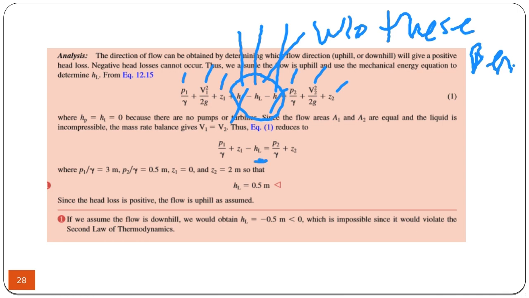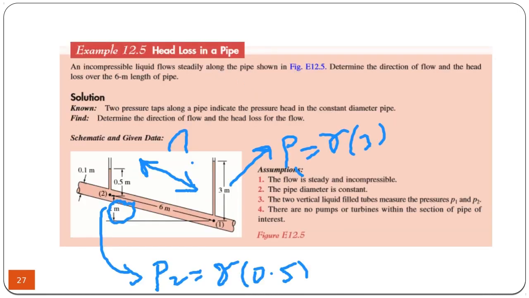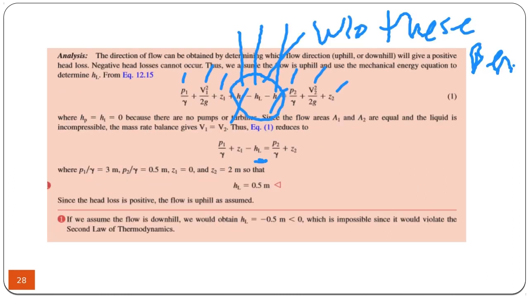And because, as you can see, the diameter does not change, V1 is equal to V2 because there is no change in the cross section, which means that it cancels also the pressure term, the dynamic term. So from here, when you obtain the loss head, you will find that it's positive.